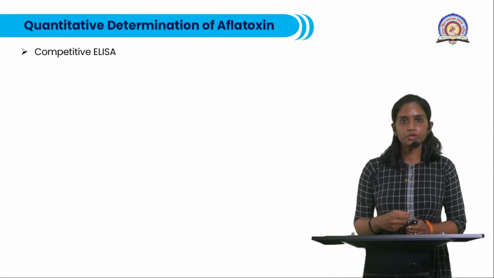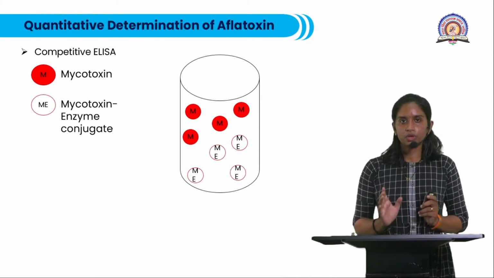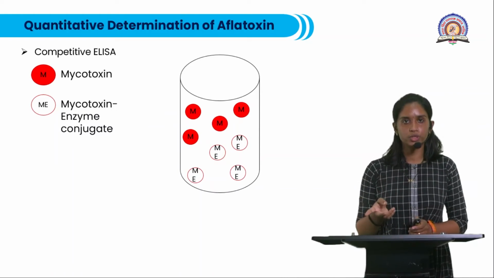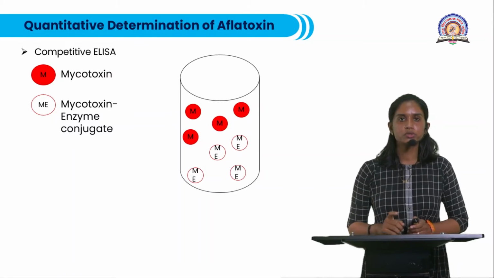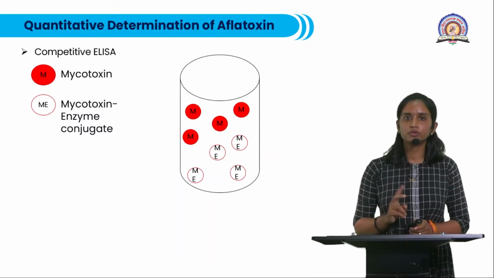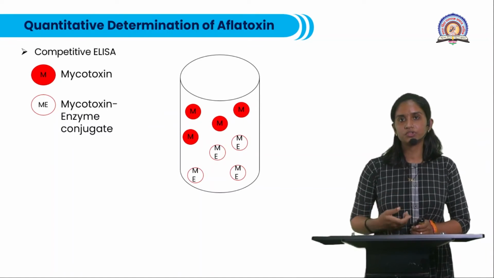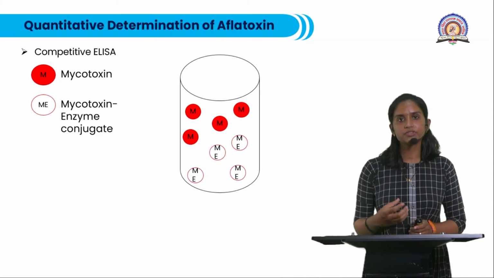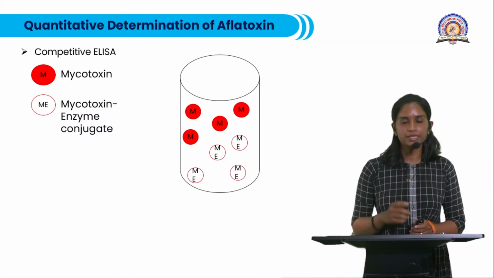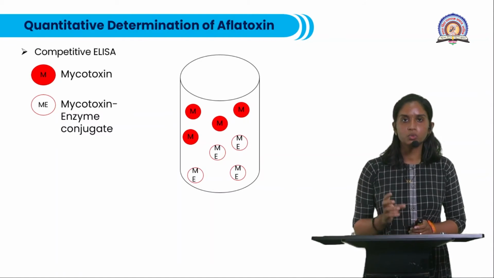Okay, now we are moving towards the competitive ELISA. So now I will explain you the principle of competitive ELISA, which you are going to correlate with the procedure also. So first thing is that this competitive ELISA can be done both to measure the concentration of antibodies and to measure the concentration of antigen. Now, as we are referring to aflatoxin, we are going to discuss this method as a method to detect the concentration of antigen.